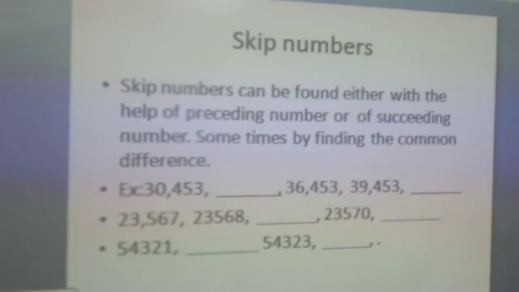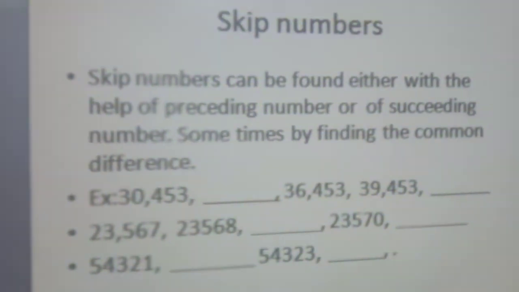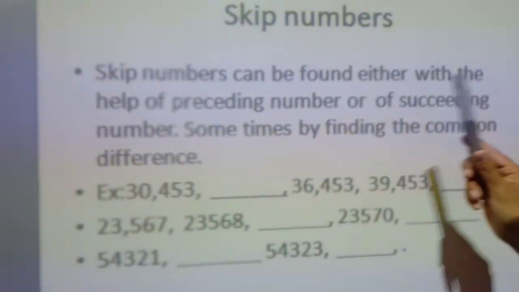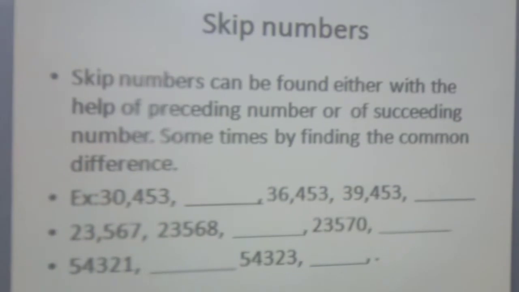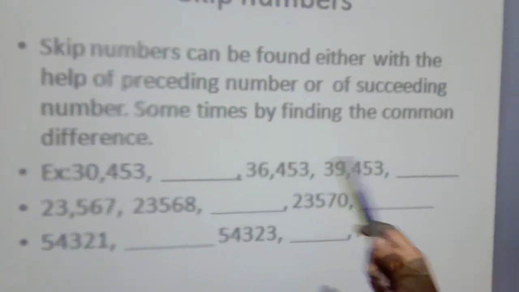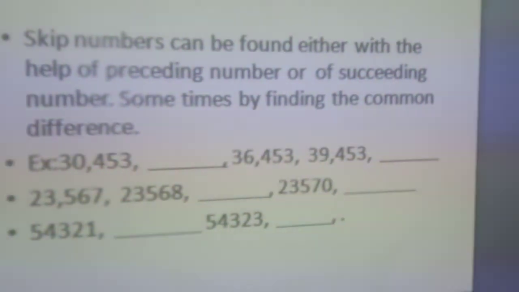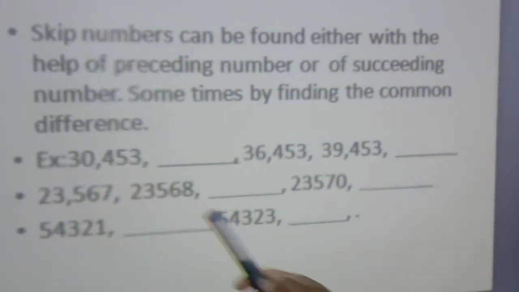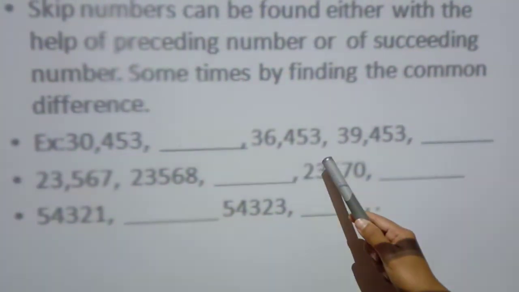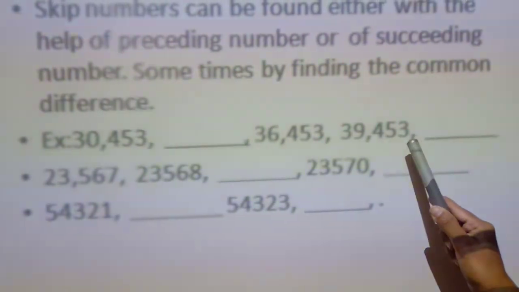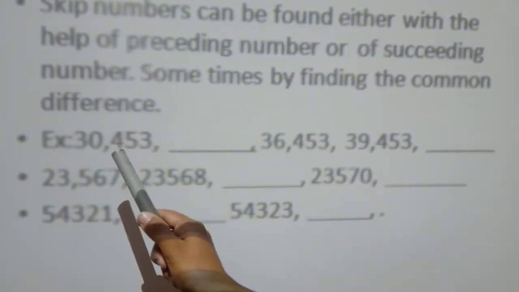Next. Skip numbers. What are skip numbers? Or you can call them missing numbers. Skip numbers can be found either with the help of the preceding number or the succeeding number, sometimes by finding the common difference. If you take this first example, two numbers are missing or skipped. Here it is 30,453, then 36,453, then 39,453. If you observe carefully, the units, tens and hundreds places are the same everywhere.